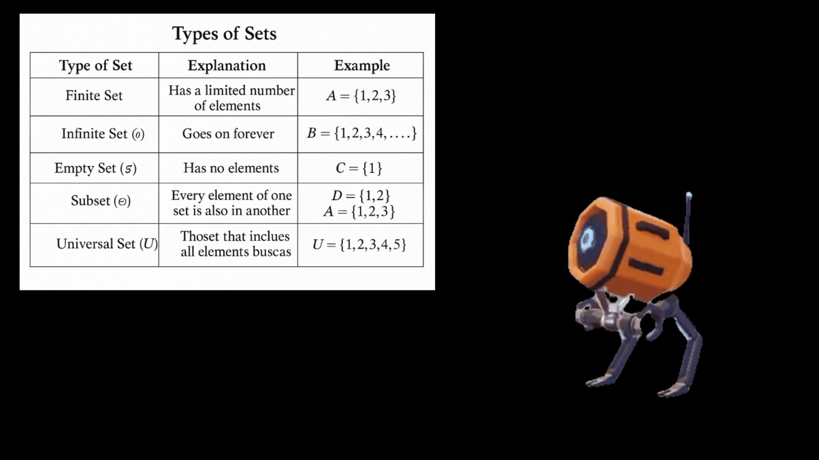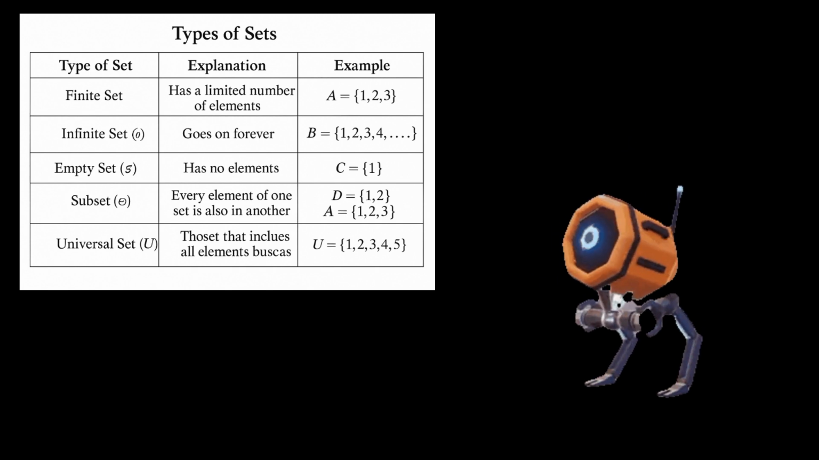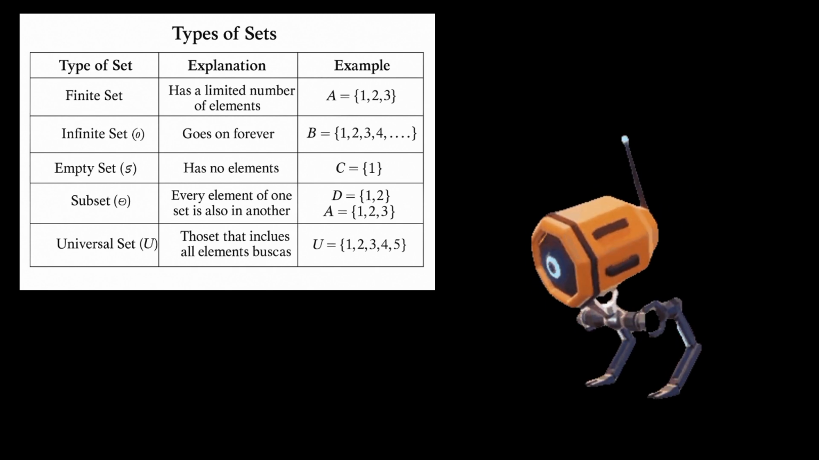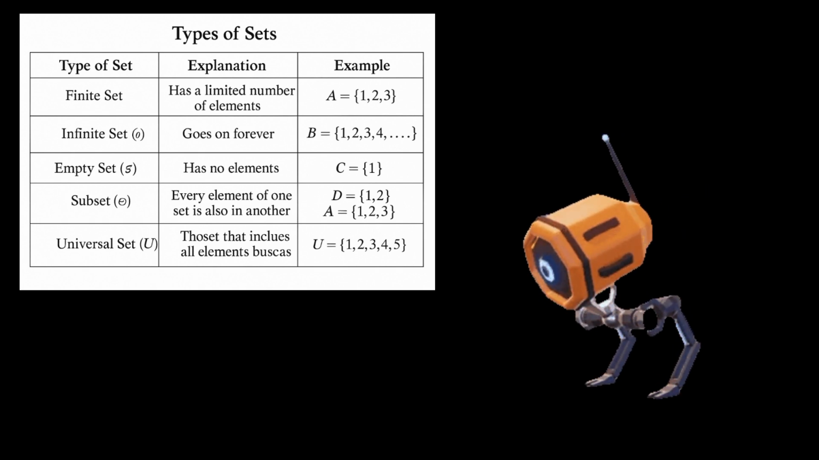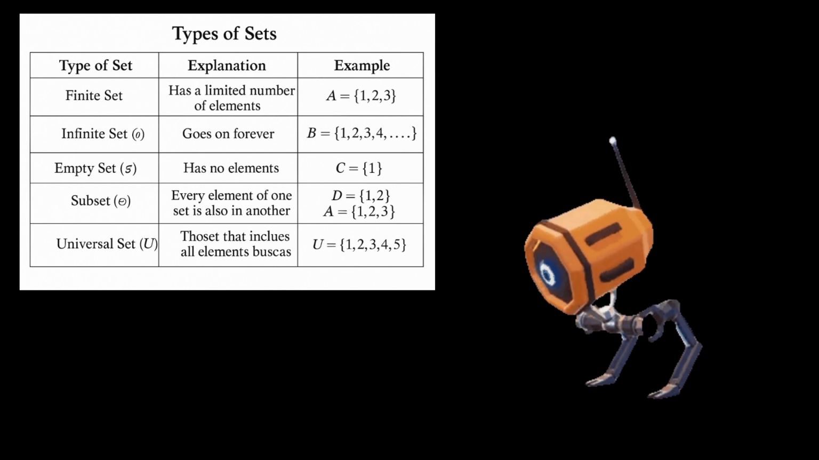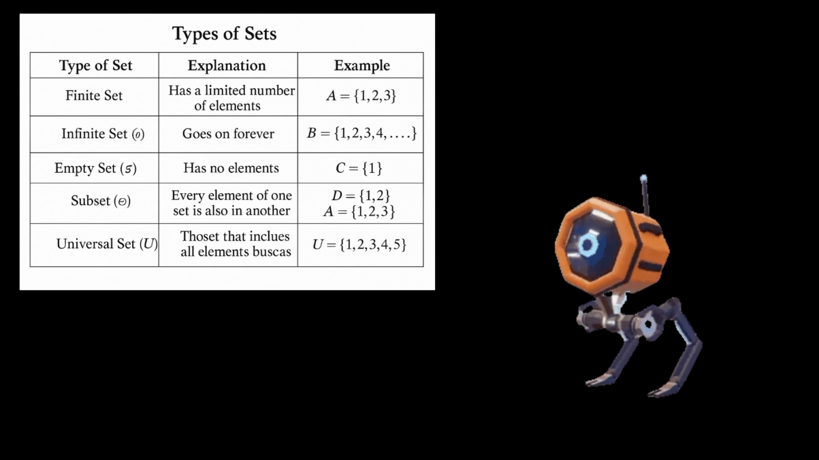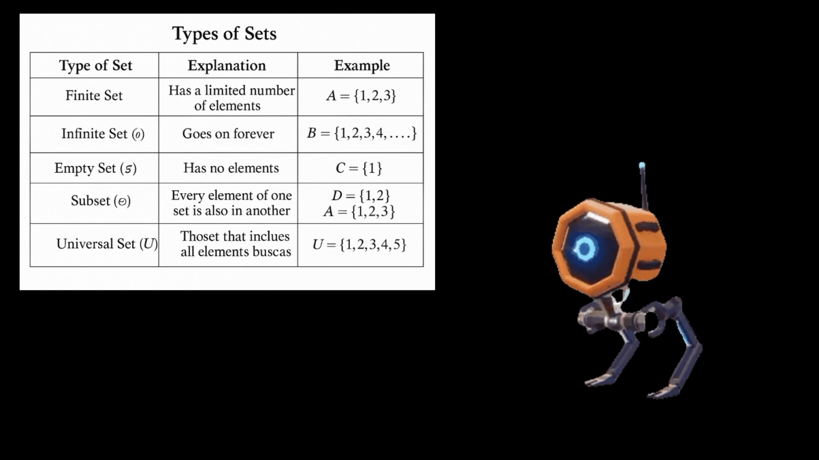First, let's talk about the finite set. A finite set is a set that contains a limited number of elements. This means that if you start counting its elements, you will eventually reach the end. For instance, suppose we have a set A that contains the numbers 1, 2, 3. In this case, there are only 3 elements. Since we can count them completely, we call A a finite set.